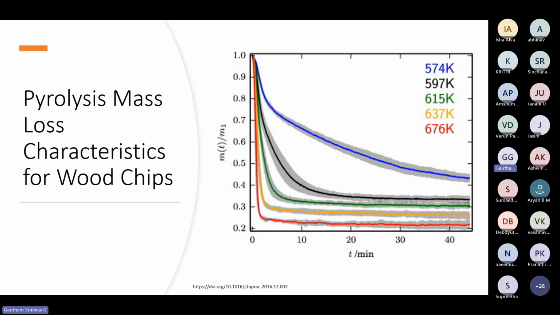As you come to higher temperatures, if you look at 676 Kelvin, it is a very rapid mass loss. Directly, it comes to about 25%. And then after that, it stabilizes because there is char formation. There is fixed carbon, which is not very easily degradable. So in this case, you are able to reach about 75% mass loss. You have only 25% of the mass remaining, and at this point, it is only biochar.